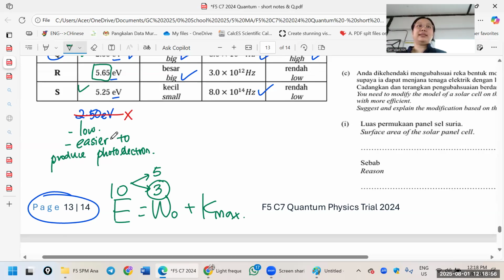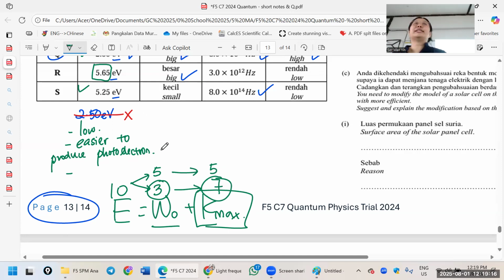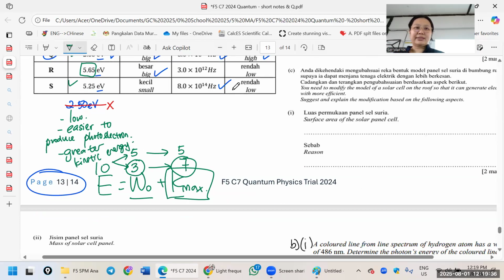Then what can we say about the kinetic energy? Lower work function means after you minus, you will get higher or greater kinetic energy, right? Greater kinetic energy. 全部都是用 formula 来找 reason 就很容易了，可以吗？来 next.